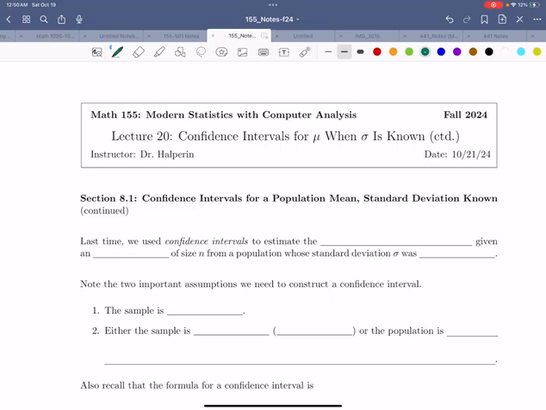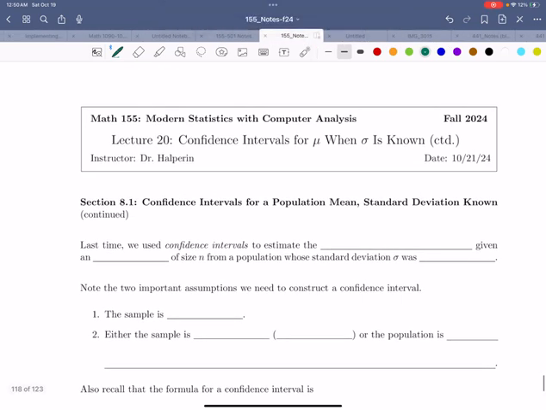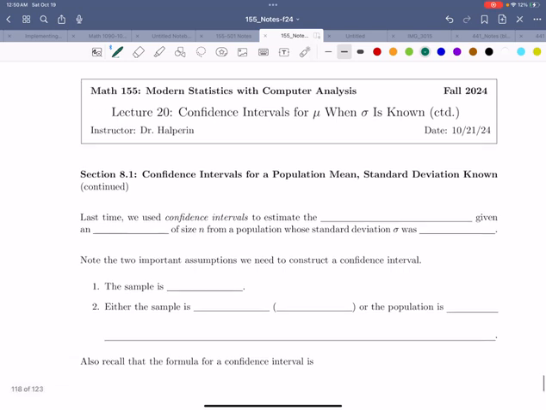This is the second video in our SLO8. It's actually the second part of SLO8A, right? Confidence intervals for a population mean where the standard deviation is known. So we're just going to continue doing confidence interval examples, right? Remember, we're using confidence intervals to estimate the population mean.